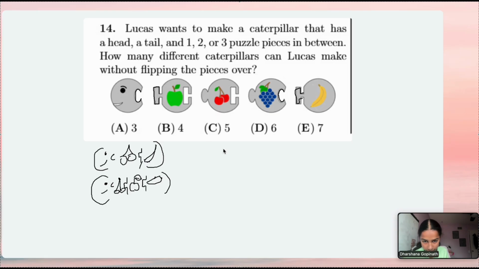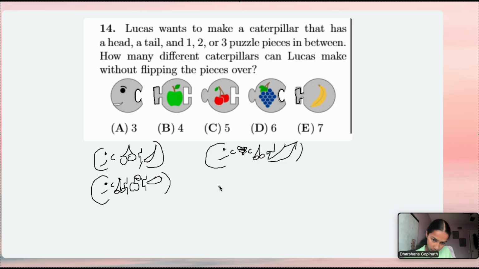Another possibility is, instead of using the cherries this time, let's use the grapes, because the head and the grapes also have the same connector. So if we make this our grapes, then we can put the cherries right next to it. And then next to the cherries, we can connect the tail because of the connectors. Right? So we can do it like this.